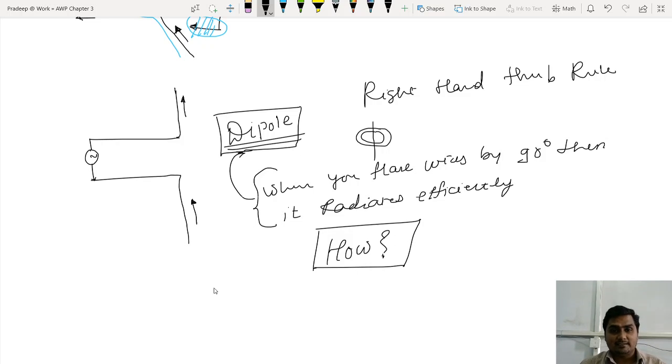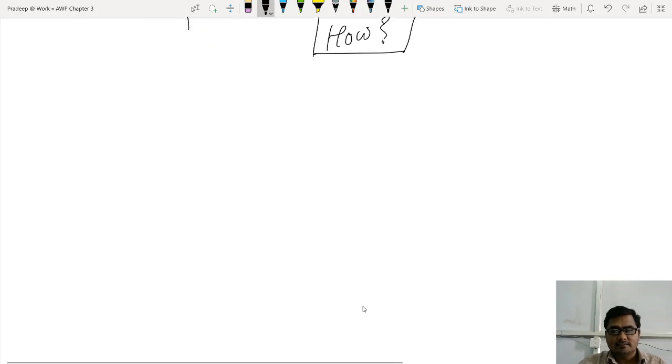So now we will answer that question, how the waves get detached. What we need is a separate page for that to understand the dipole clearly.